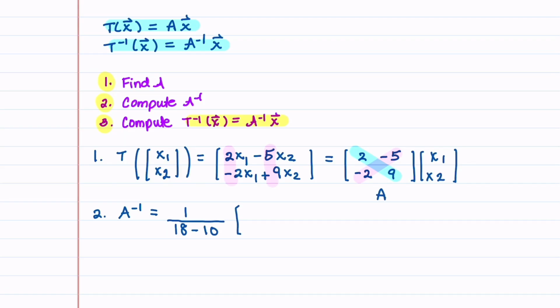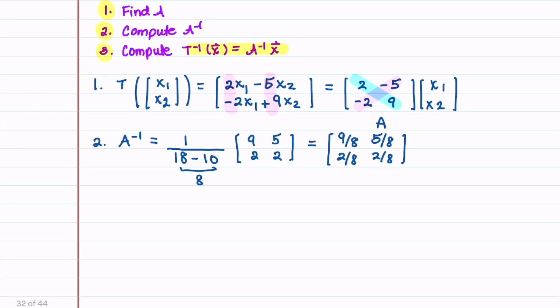And then our matrix, what's going to happen is on our main diagonal, which I highlighted in blue, our entries get flipped. So this is a 9 and a 2. And then our off diagonal, which I highlighted in pink, those entries stay in the same position, but they get a negative. So this becomes a 5 and a 2. 18 minus 10 is 8. So we're going to have to take every entry in this matrix and divide it by 8. So we get a 9 over 8, a 5 over 8, a 2 over 8. We'll worry about reducing that later. And then a 2 over 8.